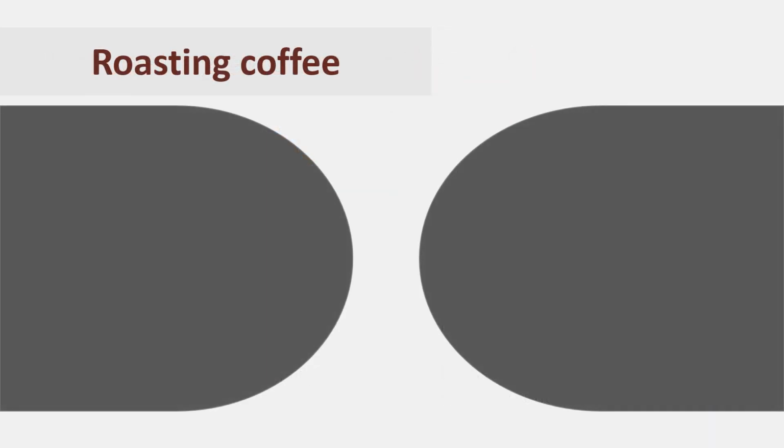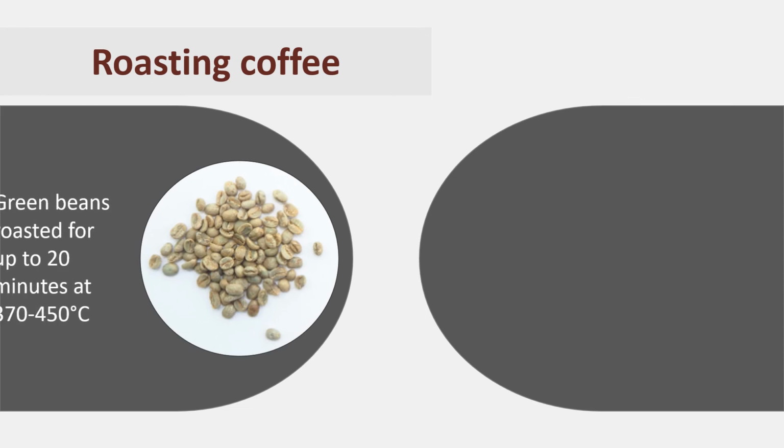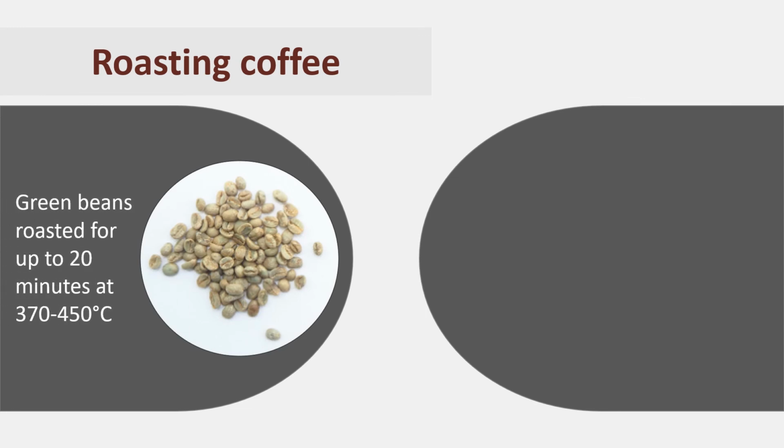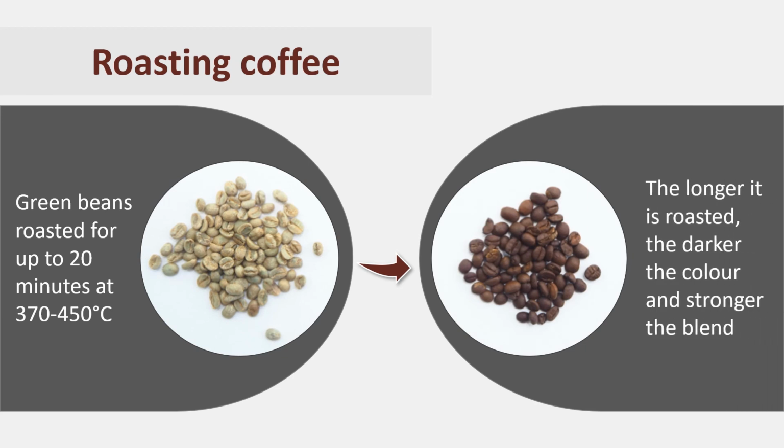After the coffee bean has been obtained from the cherry, it needs to be roasted. The green coffee bean will be roasted at temperatures ranging from 370 to 450 degrees Celsius for up to 20 minutes. The bean will turn brown. The longer it is roasted, the darker the brown color and the stronger the blend. A lighter brown will result in a milder blend.